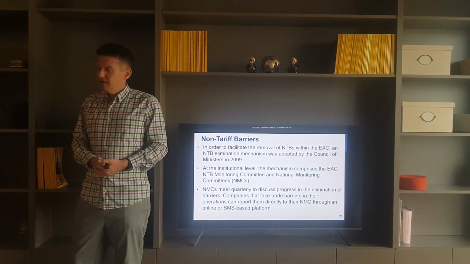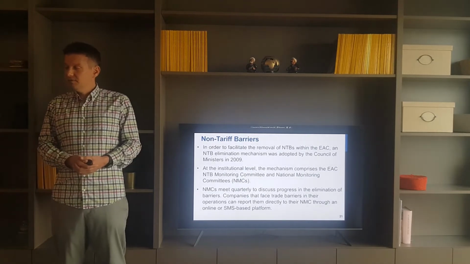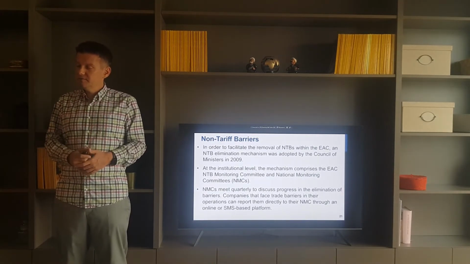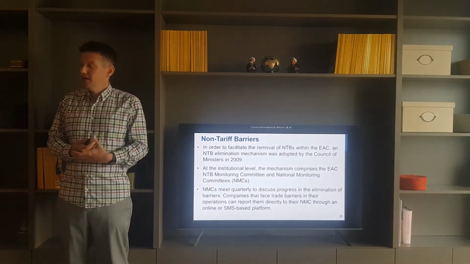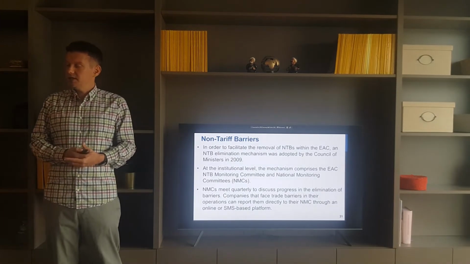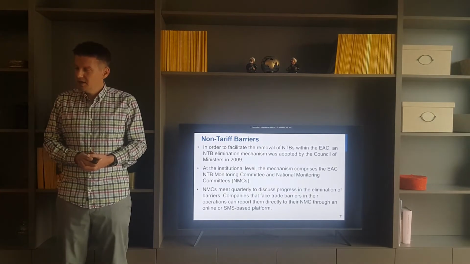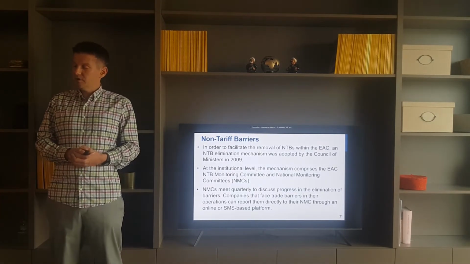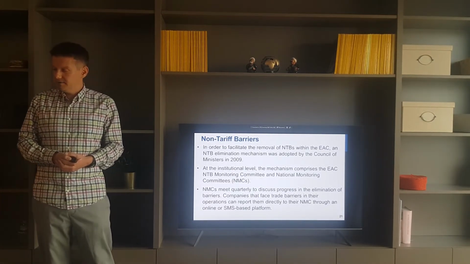Prior to that, in order to facilitate the removal of NTBs, the Council of Ministers in 2009 had already mandated the creation of the NTB Monitoring Committee and national monitoring committees. They meet quarterly to discuss progress on the elimination of these barriers. Okay?